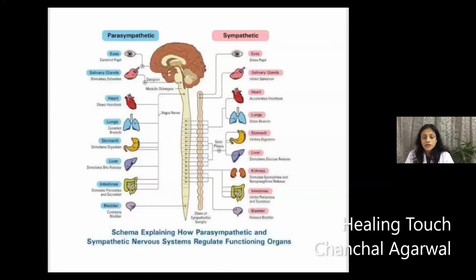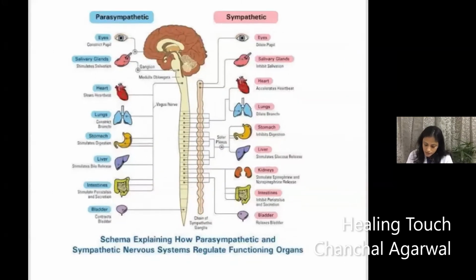See this picture. It's a very, very beautiful picture. First point was, what is the major difference between sympathetic and parasympathetic? So under first point, what did you write? The sympathetic nervous system prepares the body for all the emergency conditions, right? So now see this, eyes are under sympathetic. What is written here? The pupil is getting dilated, salivary secretion is inhibited.